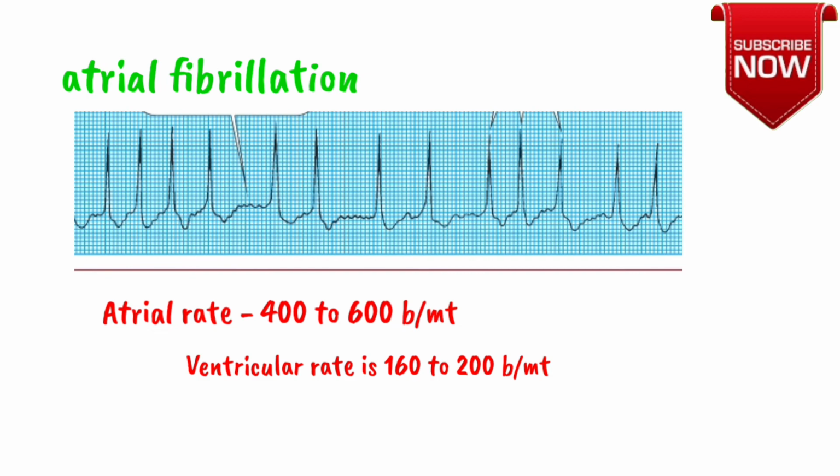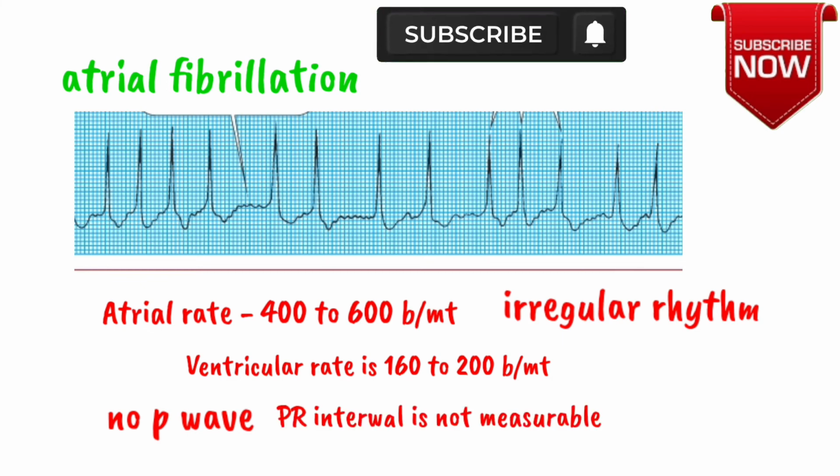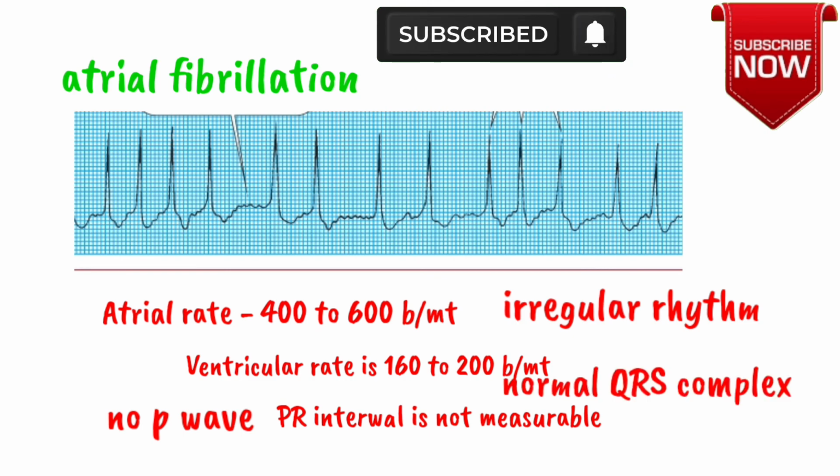The rhythm is irregular. P wave is not present. The irregular fibrillating waves are seen. PR interval is not measurable because there are no P waves. QRS complex is normal.